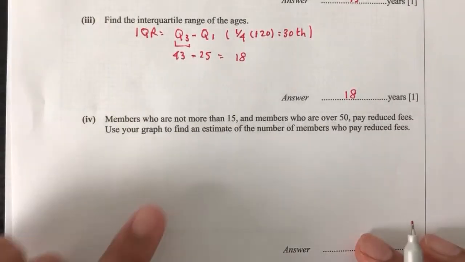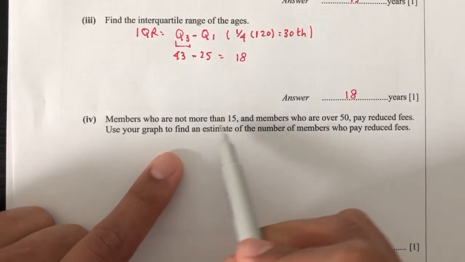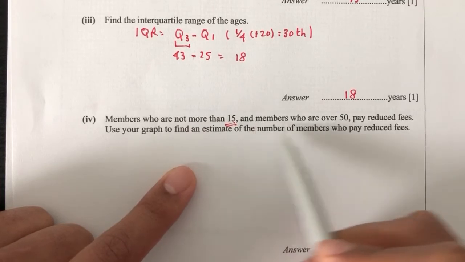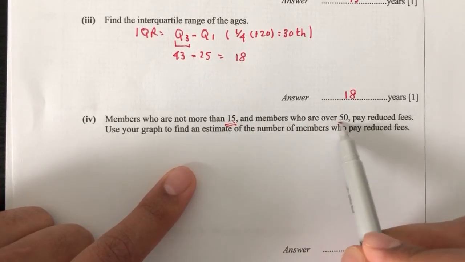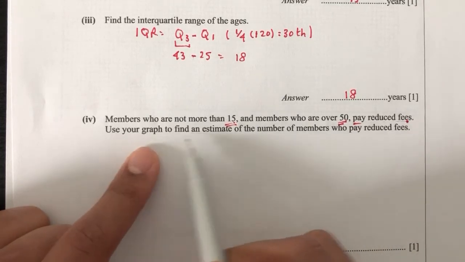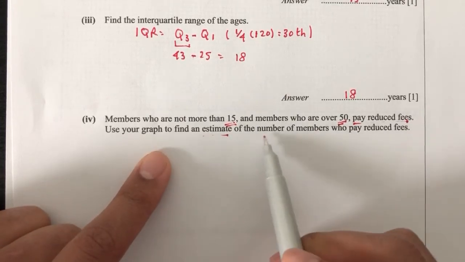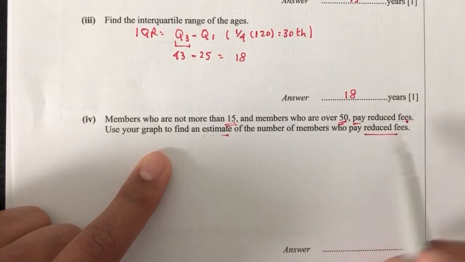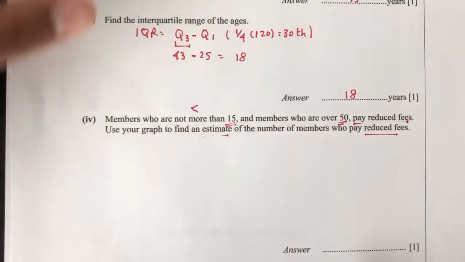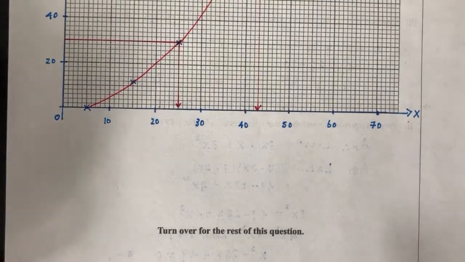Now for part 4, members who are not more than 15 and members who are over 50 pay reduced fees. Use a graph to find an estimate for the number of members who pay reduced fees. So first thing is members who are less than 15. Let's find out how many of them are less than 15.